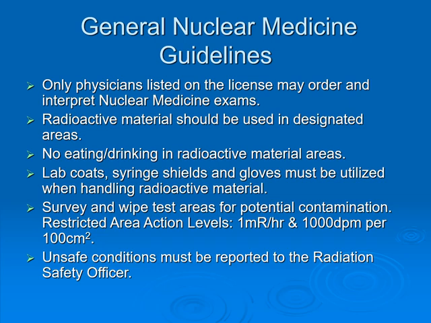Lab coats, syringe shields, and gloves must be utilized when handling radioactive material. Radiation areas should be surveyed and wipe tested for potential contamination. The restricted area limits are 1 mR per hour for surveys and 1000 DPM per 100 square centimeters for wipe tests. And it is important to report any unsafe conditions to the RSO immediately.